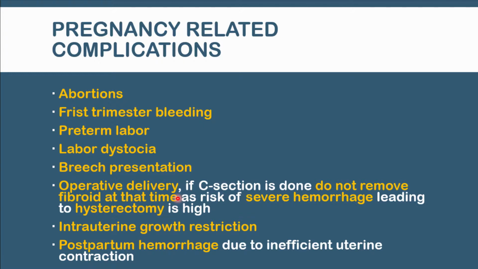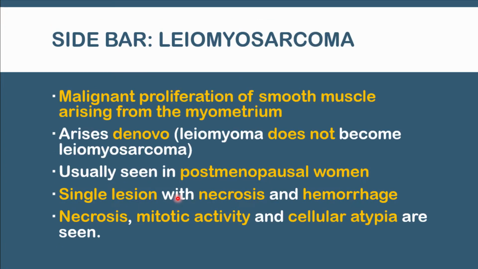You may also get intrauterine growth restriction because there's not enough space for the child to grow within the uterus. It's kind of like competing with the fibroids. You may also get postpartum hemorrhage because the uterus is not going to be able to contract as efficiently.